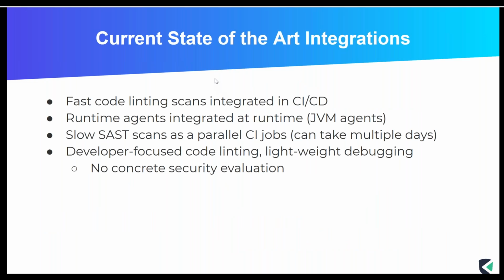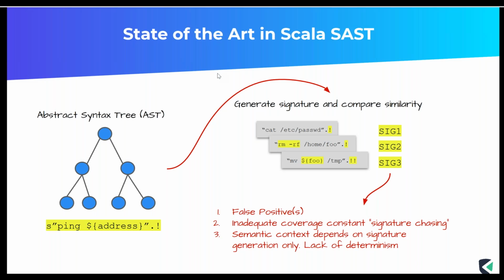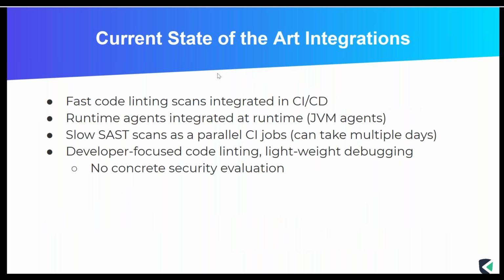So the current state of the art in integration. This was the state of the art in discovery. The state of the art in integration also is this: people would want fast code linting scans integrated in CI/CD, and that's very well possible. You can do simple linting, etc. in CI/CD. They're very fast. You can quickly find small bugs. You can quickly find issues regarding just syntax, or issues regarding how things are formatted.